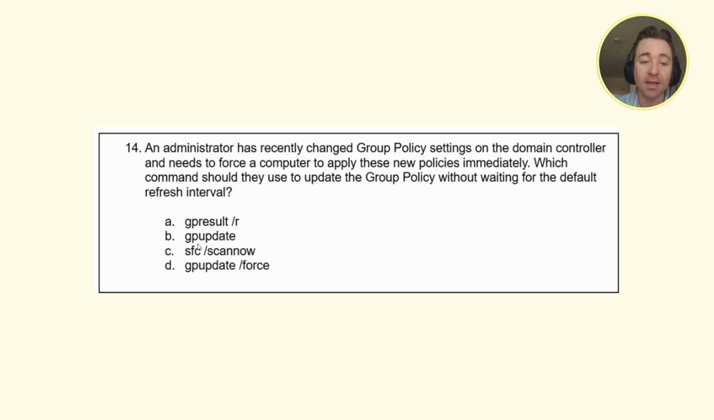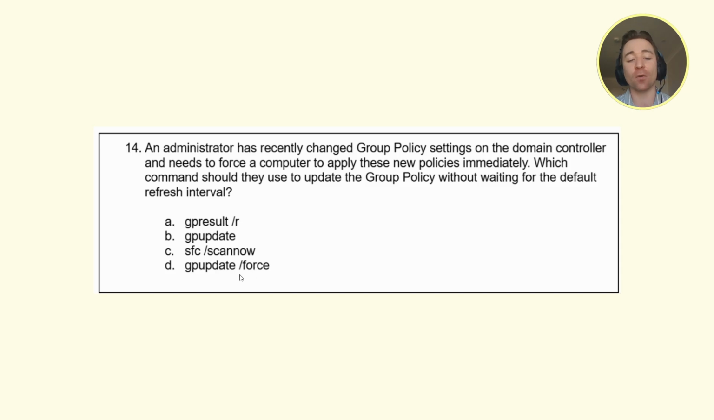gpupdate is going to update all of those changes that we've made now, but it's only going to update the ones that have changed. In this particular question, he only wants to update the ones that have changed, okay? So gpupdate will do this job. sfc /scannow is the one that scans for corrupt system files, irrelevant to this job.